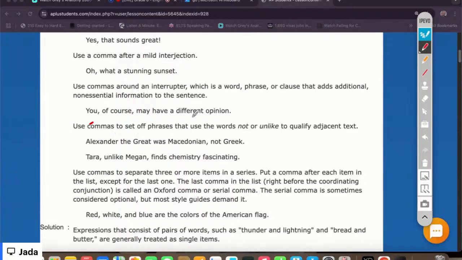So we have used commas to set up phrases that use the words not or unlike to qualify adjacent texts. So we have, Alexander the Great was Macedonian, not great. So if you're having not or unlike, you have to make sure that you put a comma before words like that. Okay, so just like Tara, unlike Megan, finds chemistry fascinating. So you can see that after this, there's a comma, then comma, and you continue your sentence. So you have to put a comma to set up some phrases.